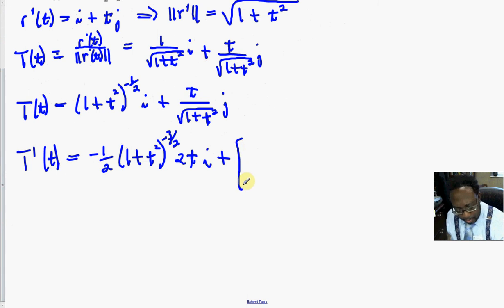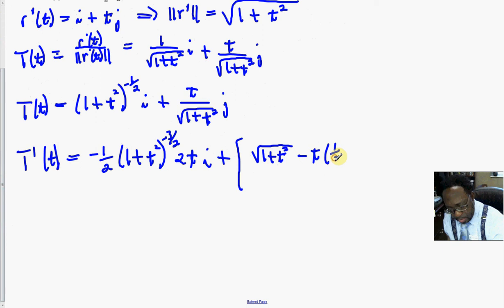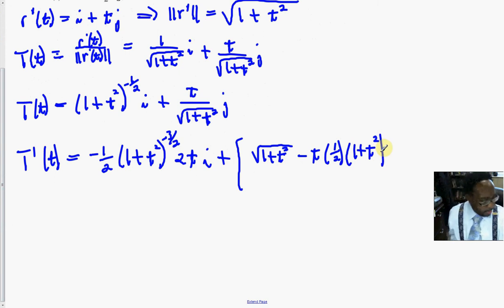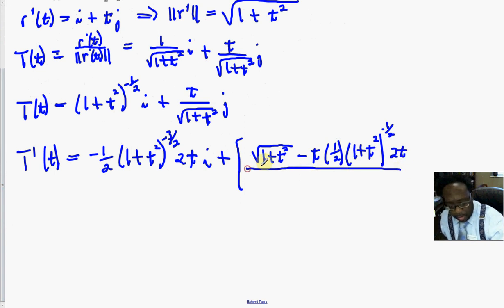Move to the next term. Here we use the quotient rule, so the derivative of the top is 1 times the bottom, the square root of 1 plus t squared, minus the numerator times the derivative of the denominator, so that's 1/2 times 1 plus t squared to the 1/2 minus 1, so this is negative 1/2, times the derivative of the inside, 2t, all over our denominator squared, so that just gives us 1 plus t squared, and this is all times j.